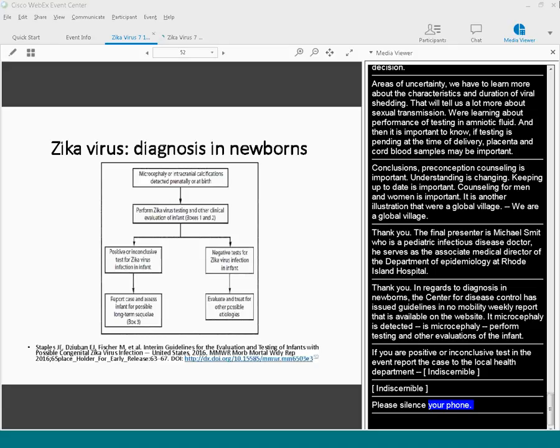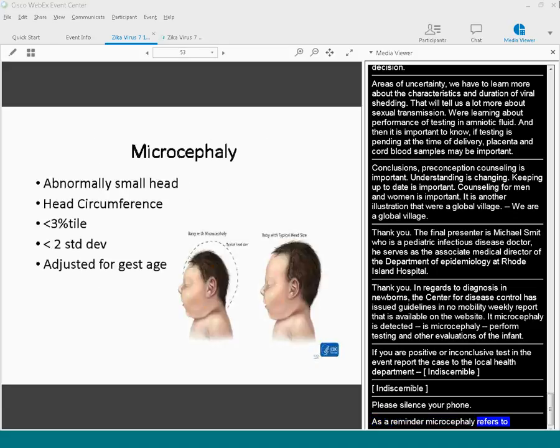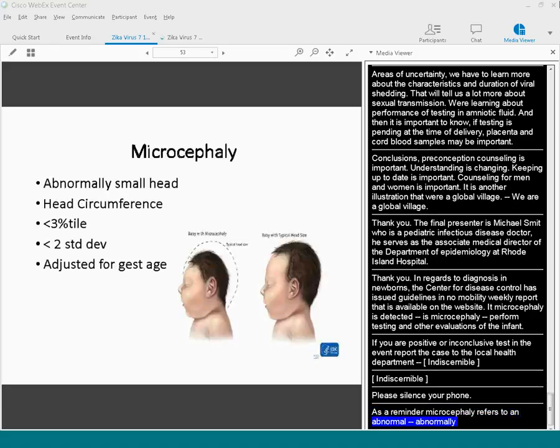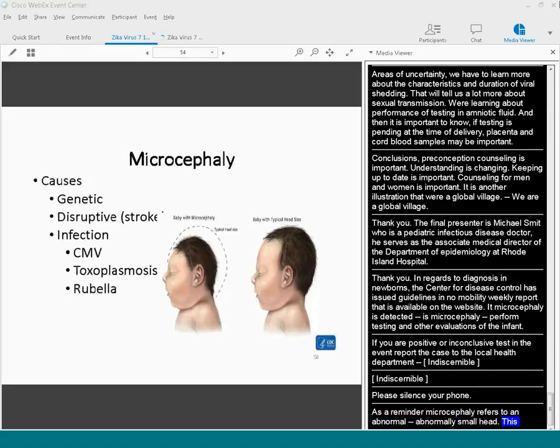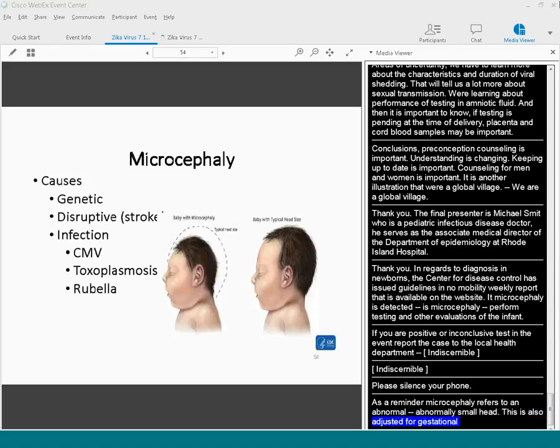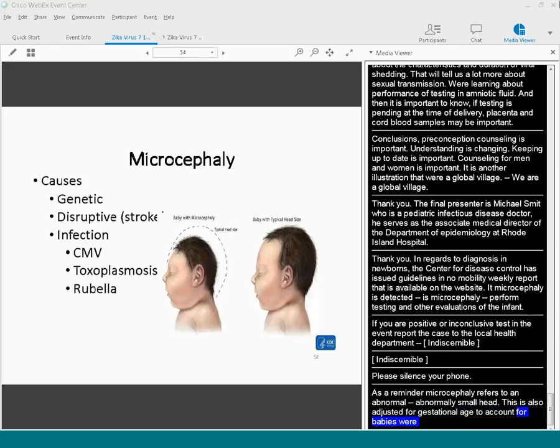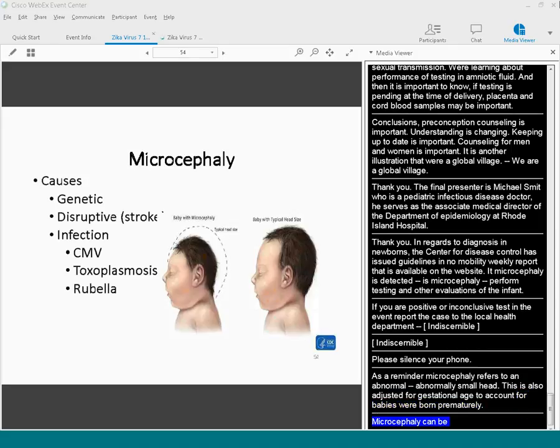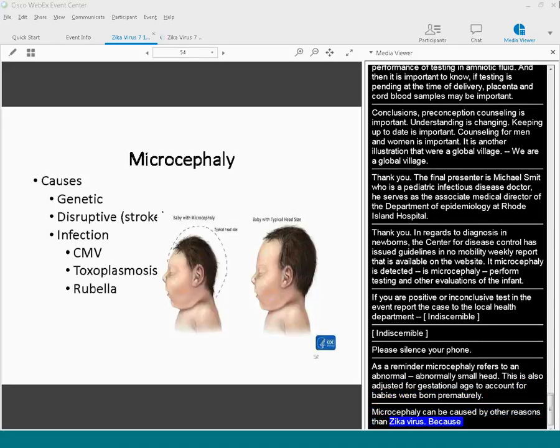So, as a reminder, microcephaly refers to an abnormally small head, with the head circumference being smaller than the third percentile of the mean or 2 standard deviations below the mean. This is also adjusted for gestational age to account for babies who are born premature. It's also important to understand that microcephaly can be caused by other reasons than Zika virus. And so any case of microcephaly should be evaluated for genetic, disruptive reasons such as stroke, as well as infection, the most common being cytomegalovirus, toxoplasmosis, and rubella.